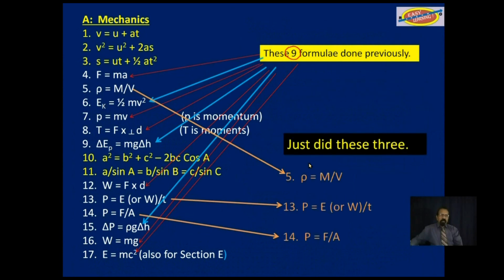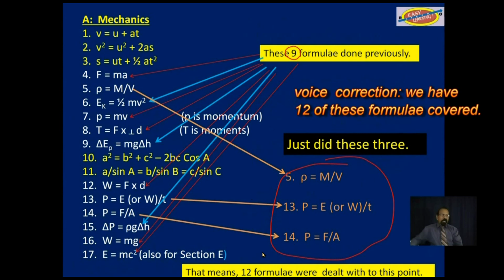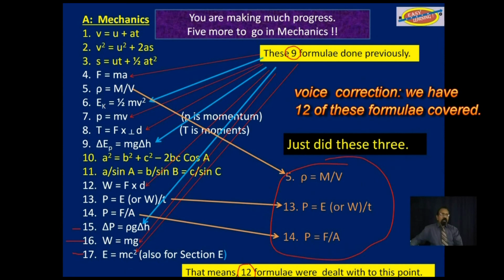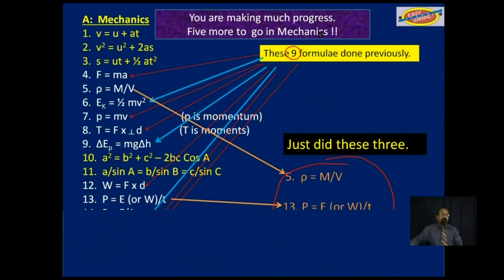So these 9 formulae were done before. We just did these 3. At this time, we have 9 of these formulae covered, those that are in white, which means that we have those 5 more in yellow yet to do. If you have learned this so far, you are making much progress. 5 more to go in mechanics. And that brings us to the end of this video 8.